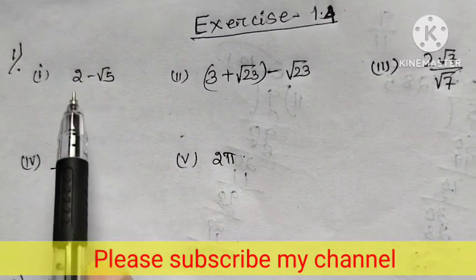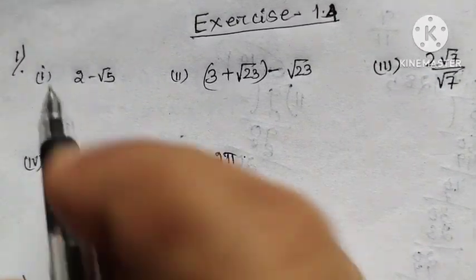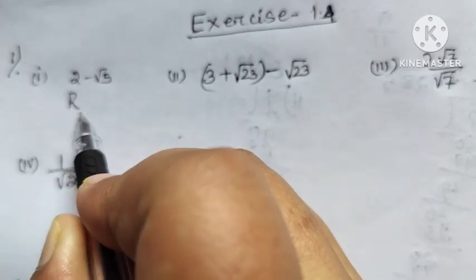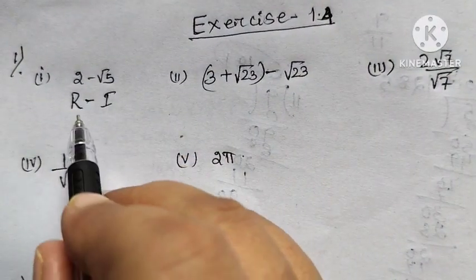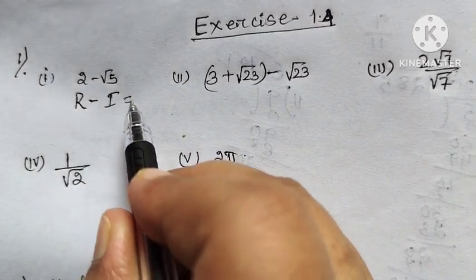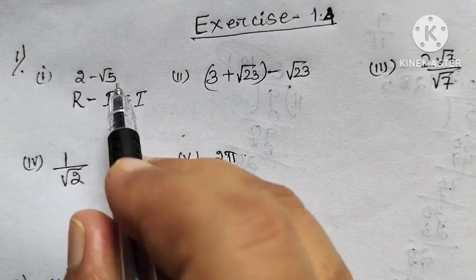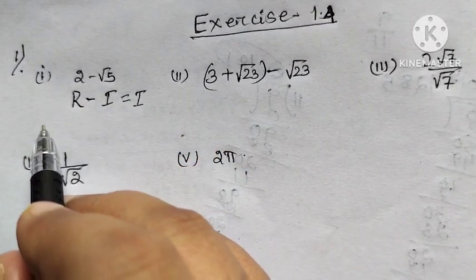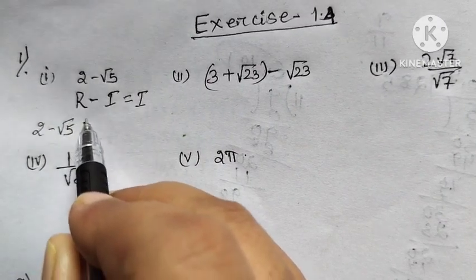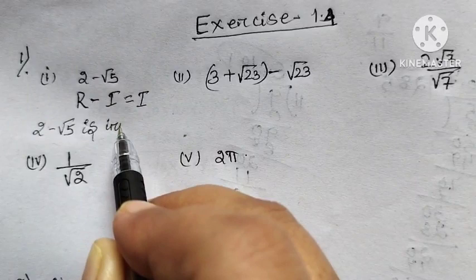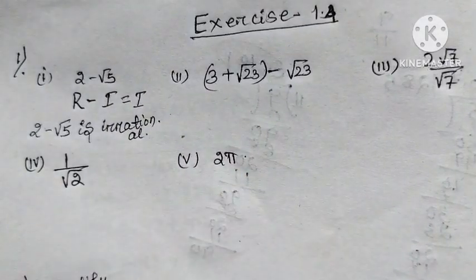Then the first one is 2 minus root 5. 2 is your what? Rational number, minus irrational number. Yes, rational minus irrational is equal to irrational. Then 2 minus root 5 is your which number? Irrational number. Then 2 minus root 5 is irrational.